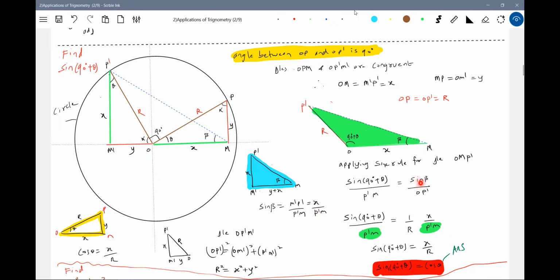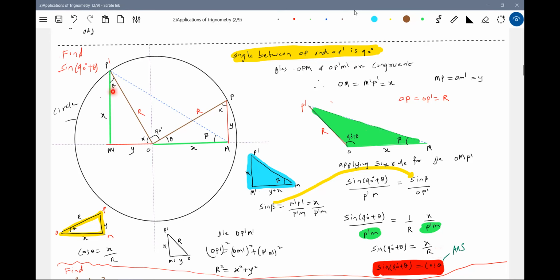Now for sine beta, shall we substitute it here? It will come like this. Substituting that, sine of 90 plus theta by P dash M is equal to sine beta by OP dash. The value of OP dash is r. Sine beta is x by P dash M. P dash M gets cancelled. So sine of 90 plus theta is equal to x by r. So what to do with x by r?